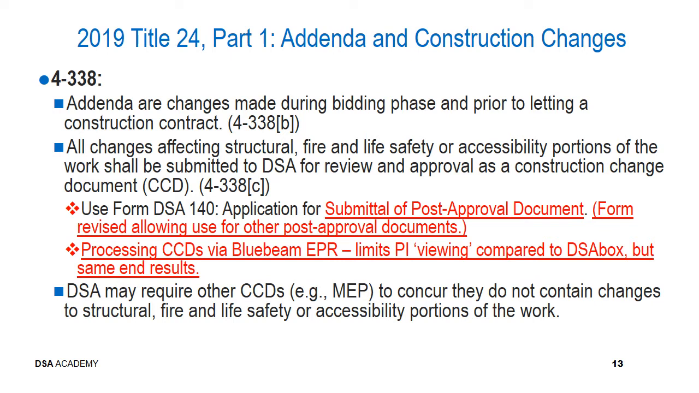The form DSA 140 is the one to use for submittal of post-approval documents. That form has been revised such that it can be used not only for CCDs, but also for any post-approval documents. This is any post-approval document after the project plans and specifications have been approved. So the 140 will be used for deferred submittals as well as addenda. So this is a bit of a change compared to the recent past use for the 140.